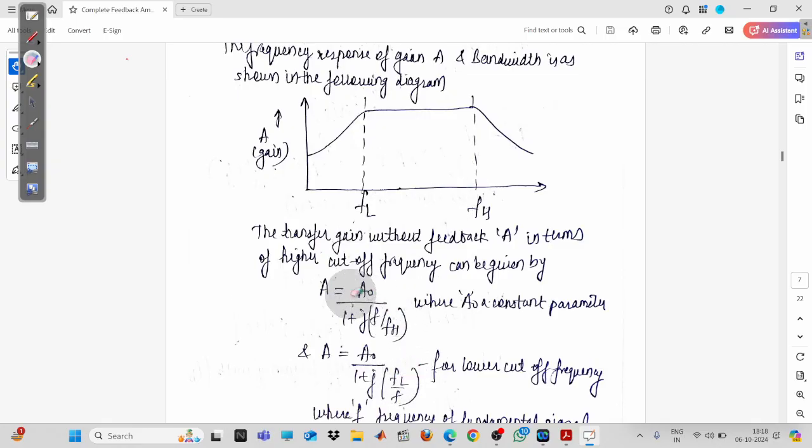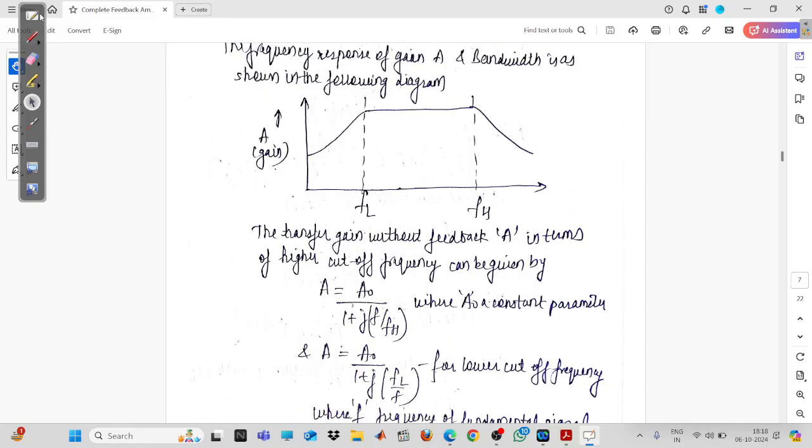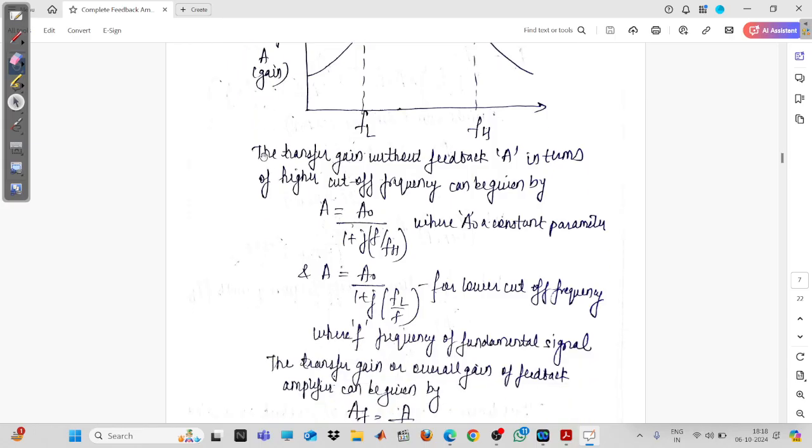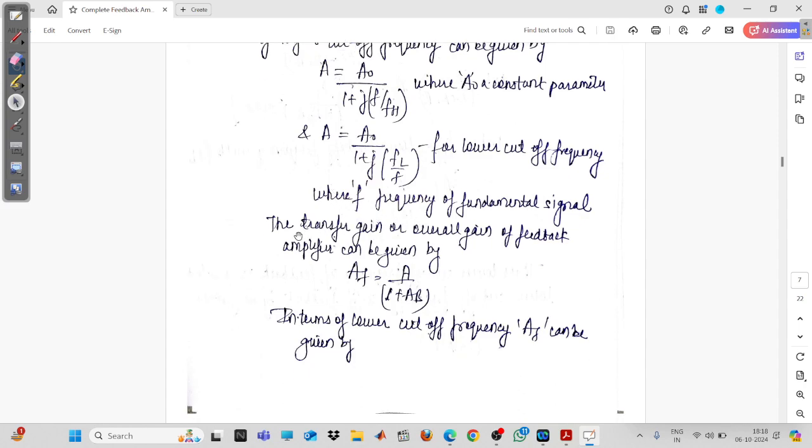Okay, so when you are having this type of curve, you will come across these two equations. First we will write the gain in terms of the higher cutoff frequency, and second we will try to write the gain in terms of the lower cutoff frequency. Normally the higher cutoff frequency will always be in the denominator of the frequency ratio, and the lower cutoff frequency will always come in the numerator. This is the basic thing which we need to understand when you want to find the effect of the negative feedback on the bandwidth. Okay, so now coming down to this.